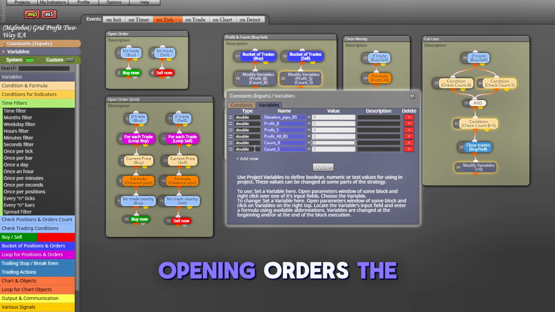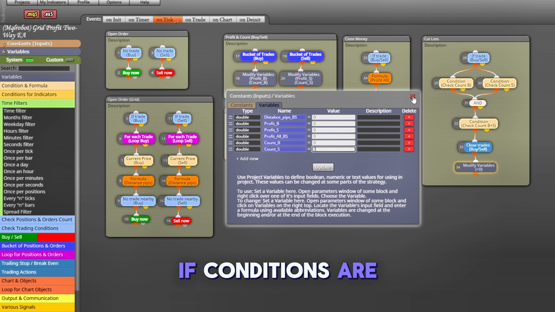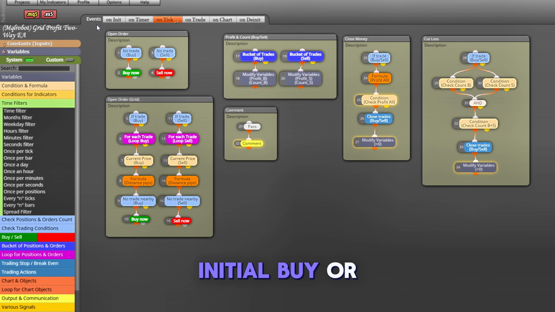Opening orders. The EA begins by checking if there are no existing trades. If conditions are met, it triggers an initial buy or sell order. From there, it expands into a grid logic, using a loop to check existing trades.